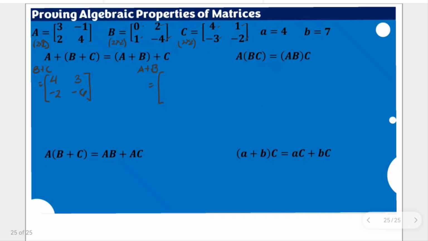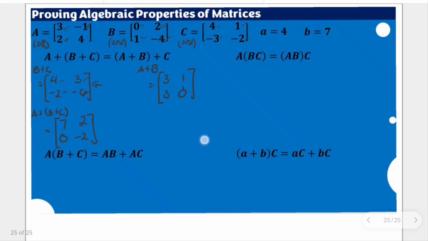For A plus B, same thing here. 3 plus 0 is 3, negative 1 plus 2 is positive 1, 2 plus 1 is 3, 4 plus negative 4 is 0. Now we are to show that the resulting matrices on both sides will be the same if we add the remaining matrix. So A plus (B plus C): we simply add all entries of A to this result. 3 plus 4 is 7. Negative 1 plus 3 is 2. 2 plus negative 2 is 0. And then 4 plus negative 6 is negative 2.